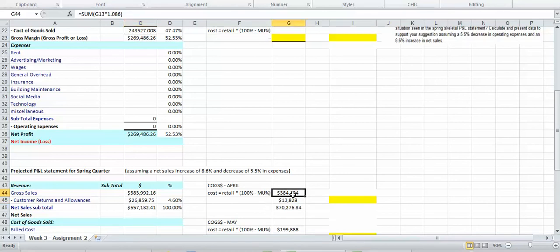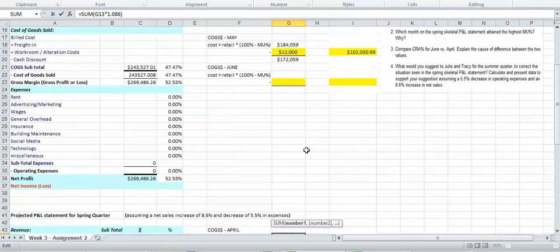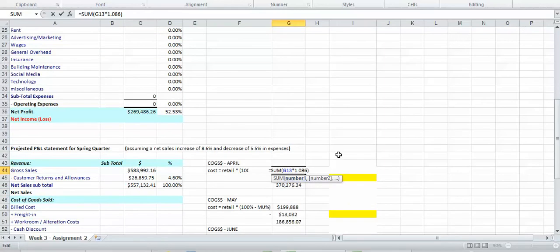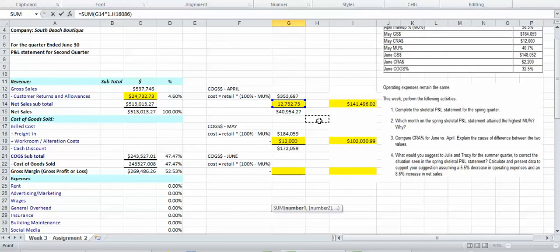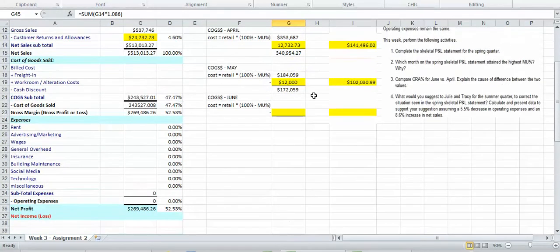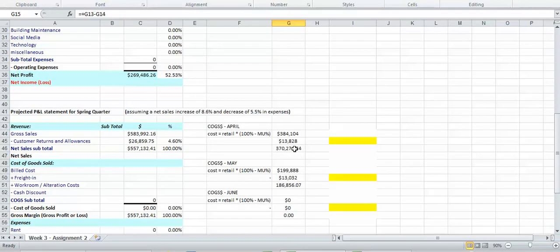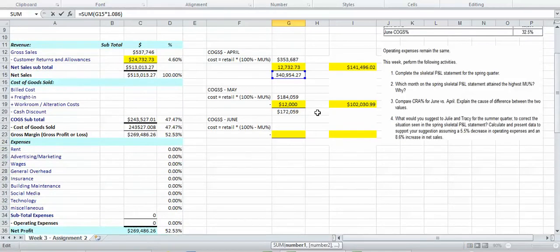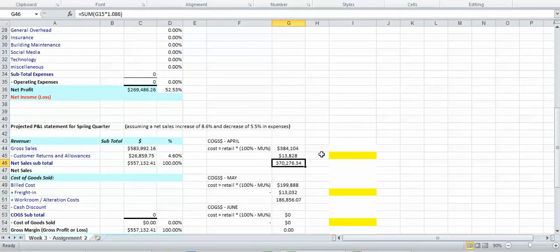This was given to you in the problem, and what this is doing is taking the original cost of goods sold, this right here, and timesing that by 1.086. Same thing with the returns up there, or we could just take this number, the 340,954, and times that by 1.086. That's probably the safest way.